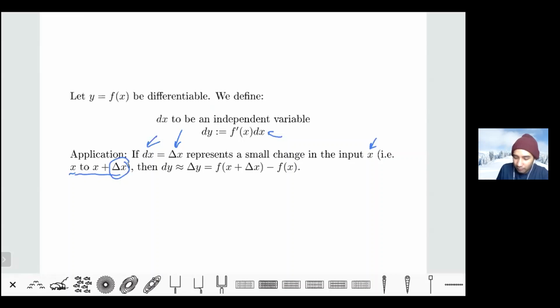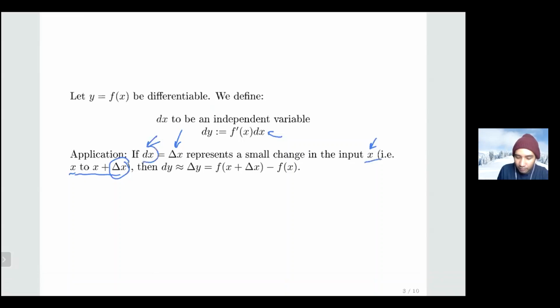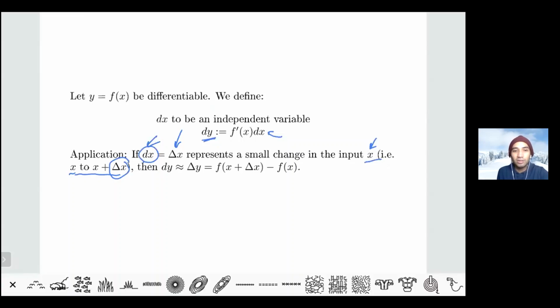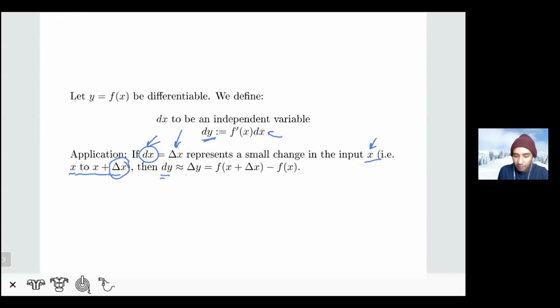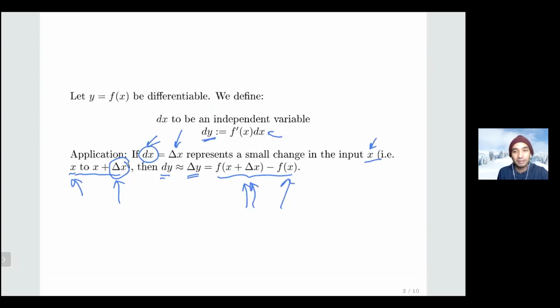So meron na tayong value for x, meron na tayong value for dx. So mako-compute nyo ngayon yung dy. And usually, this process is not difficult. Madali lang computein yung dy from that. Tapos, nalaman natin from Math 21 na kung ano man yung makompute na dy, that's approximately equal to delta y, which is the actual change in the output. Kapag nagbago yung input mo from x to x plus delta x, syempre magbabago yung output mo from f of x to f of x plus delta x.